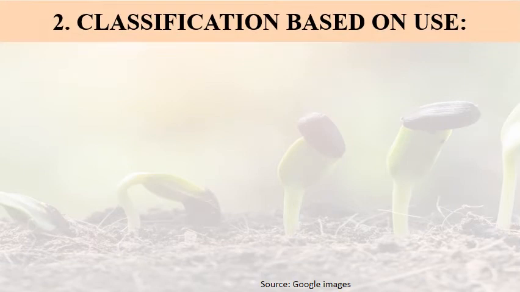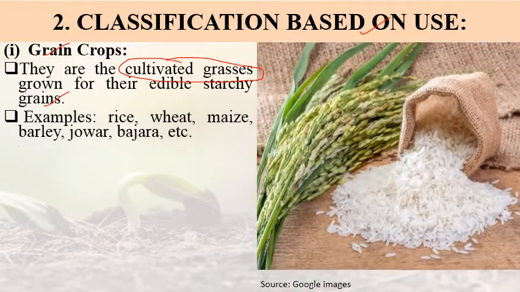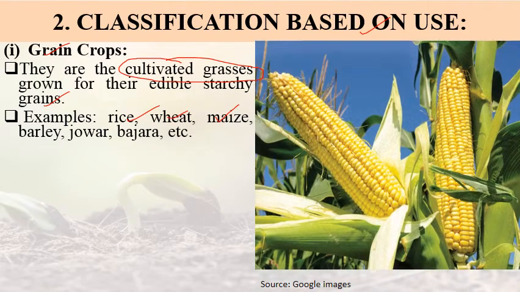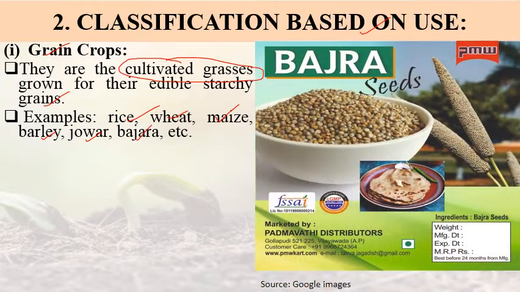Next, classification of plants on the basis of their use. First, grain crops. They are the cultivated grasses, members of family Poaceae, which are grown for their edible starchy grains. And examples are rice, wheat, maize, barley, then jowar, bajra, etc. So these are some grasses which are cultivated for their edible starchy seeds.